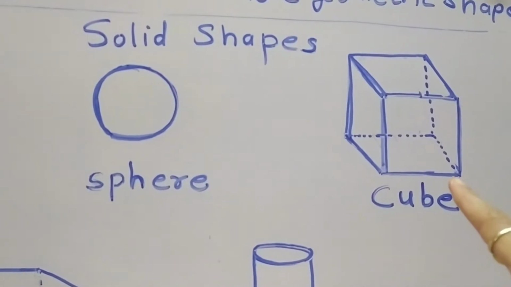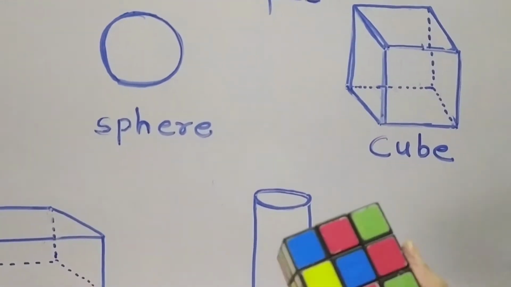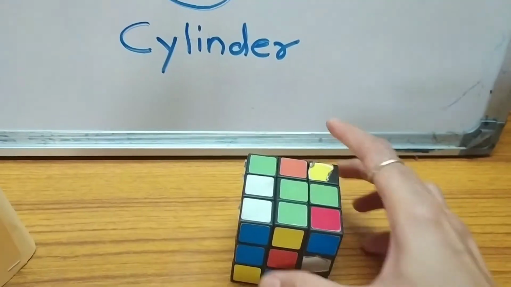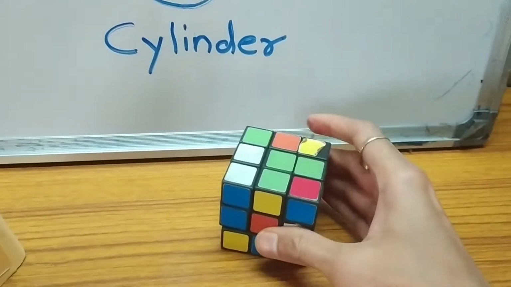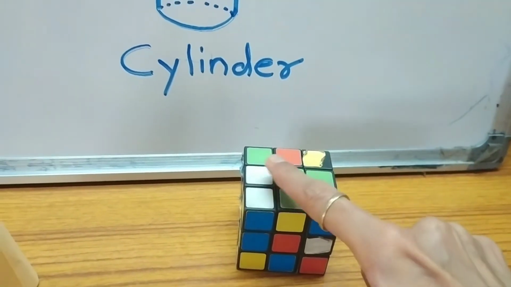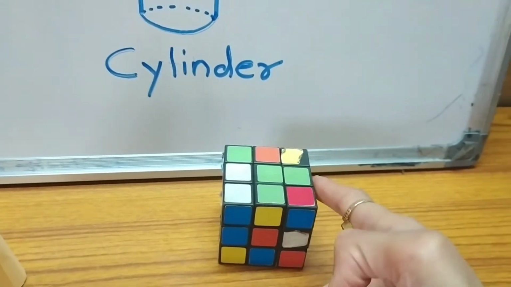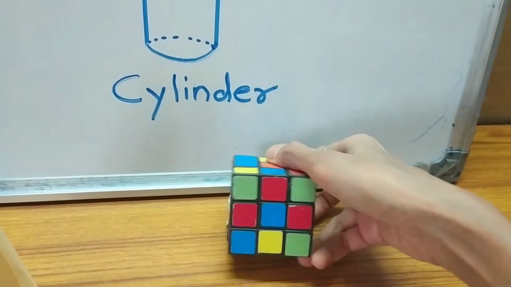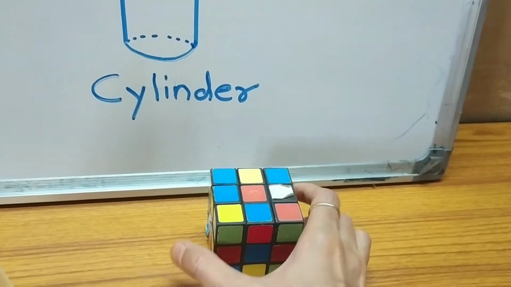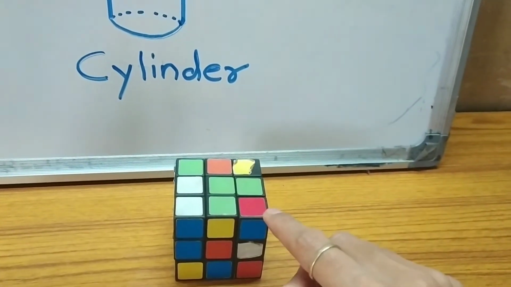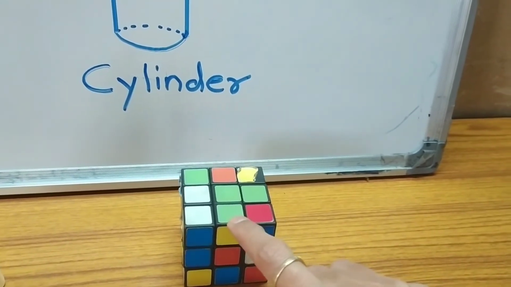Our next solid shape is the cube. Look at this cube, everyone. A cube has 6 equal sides. We can call them faces of the cube. This is the first face, 1, 2, 3, 4, 5, and this is the 6. These are the faces of the cube, and a cube has 12 edges.